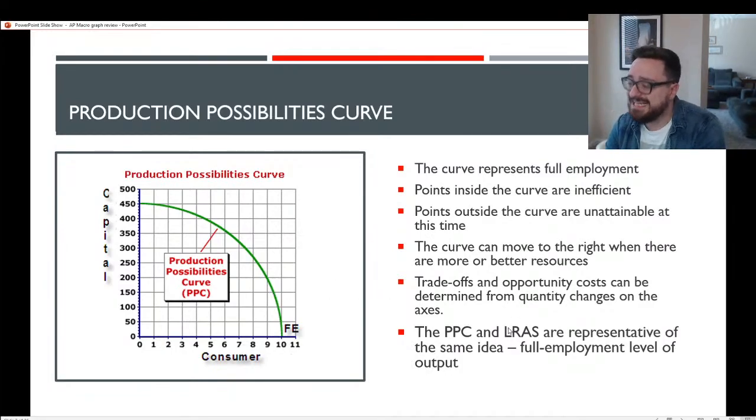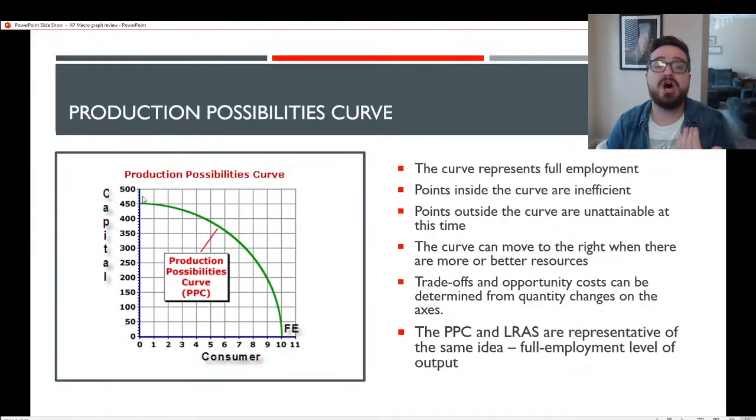Now, last thing here that I mentioned is that the PPC and the long-run aggregate supply are representative of the same idea. They both are showing you kind of the same thing, which is what is the amount of things I can produce if I'm at full employment. LRAS, that's the level of GDP I'd be at if I was at full employment. For this, it's showing me any combination of goods I can produce at full employment, but it's the same concept, where it's like this is our maximum level of production if we're doing really well.